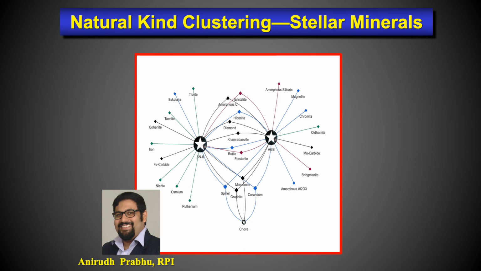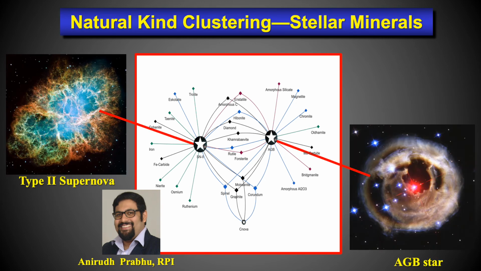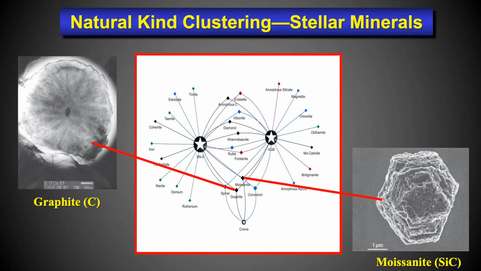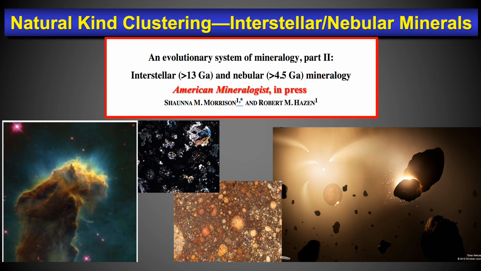You'll see two different kinds of nodes linked here. One type of node represents different kinds of stars, and those are linked to many different minerals. But then the other nodes are minerals that are linked to one or more kinds of stars, like graphite or moissanite. We can expand this by looking at interstellar and nebular mineralogy, so that network diagram expands.